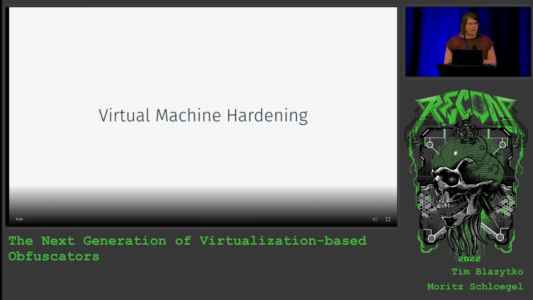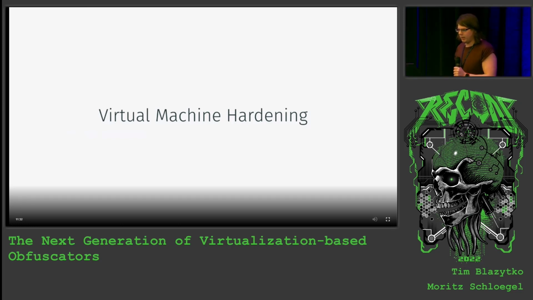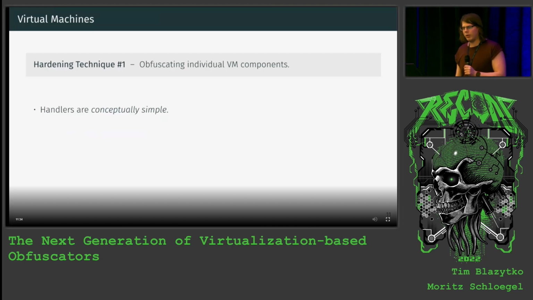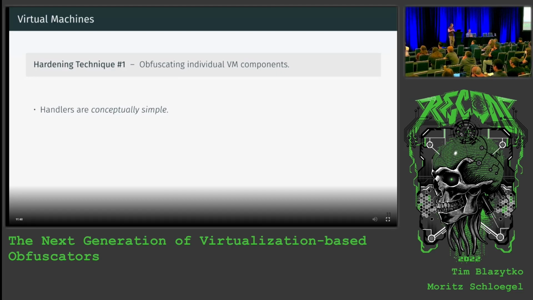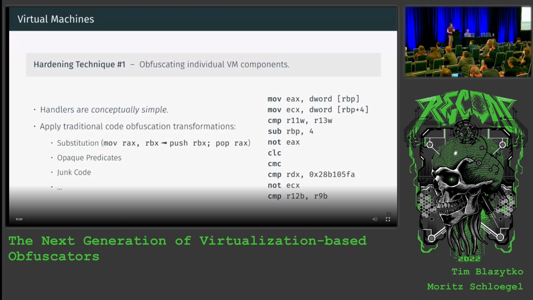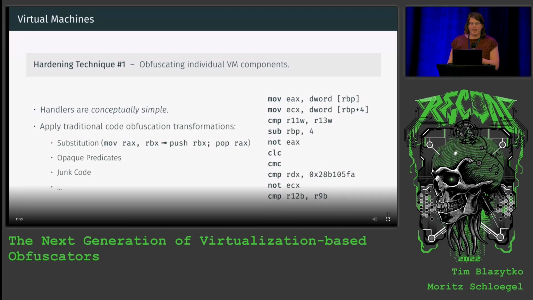However, most modern VMs, like VMProtect or Themida, have a few hardening techniques which make it a bit more complicated. So first, think about, we have an individual VM handler, and it usually performs a simple operation, like an addition or multiplication. So they are conceptually simple. What's typically done is that you artificially increase its complexity by using traditional code obfuscation techniques, like opaque predicates, junk code, substitution, and stuff like that.